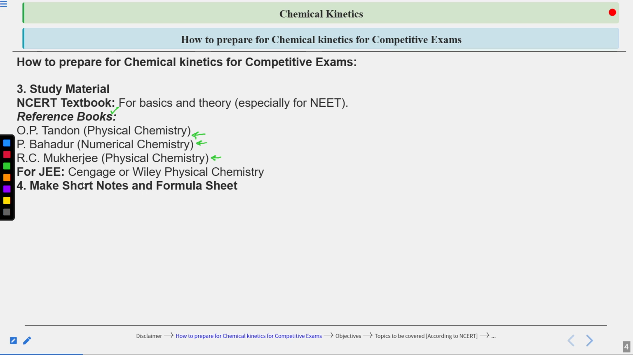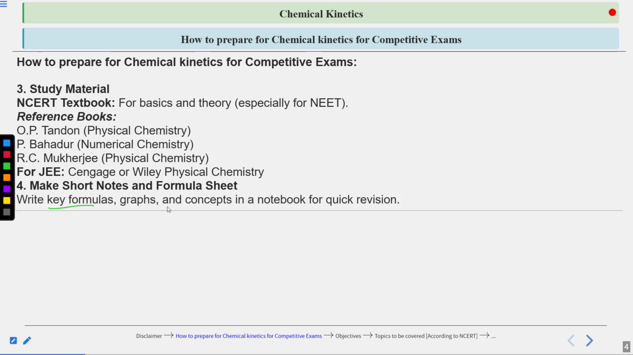The fourth point you should do is make short notes and a formula sheet. While you are studying from different books and different sources, you should make short notes of whatever you are studying, for future reference or revision. And you should also have a formula sheet, particularly if you are studying physical chemistry.